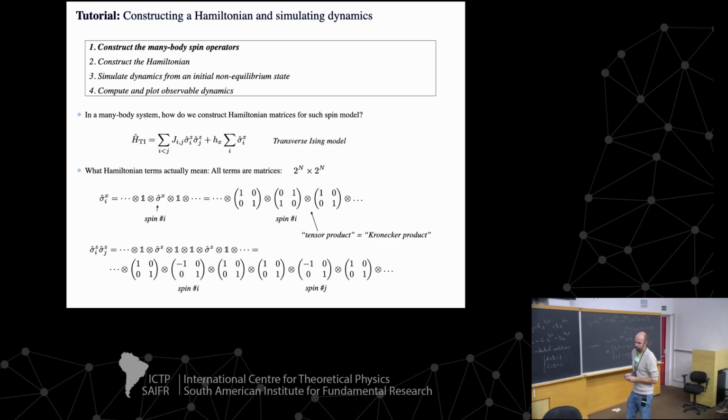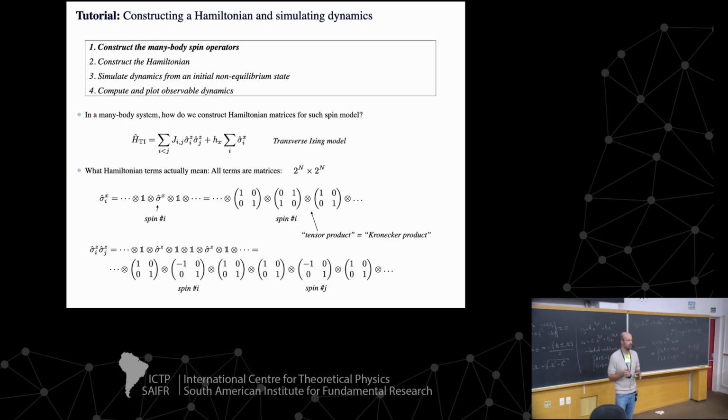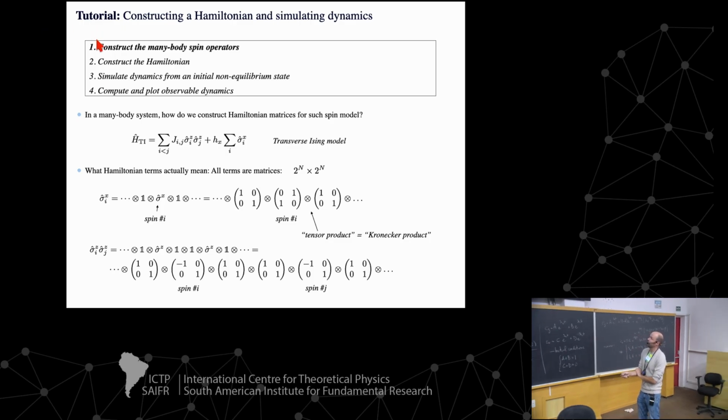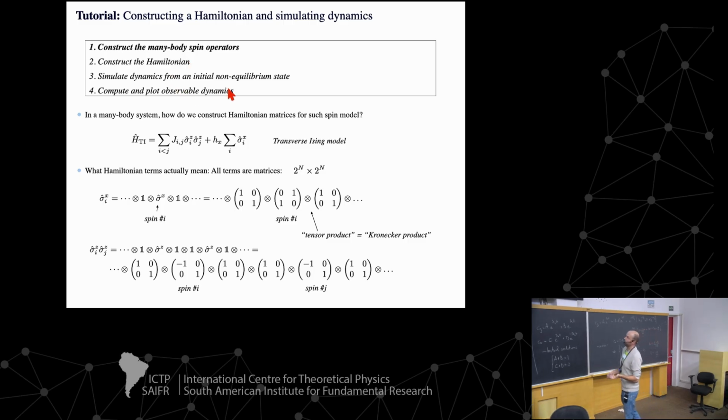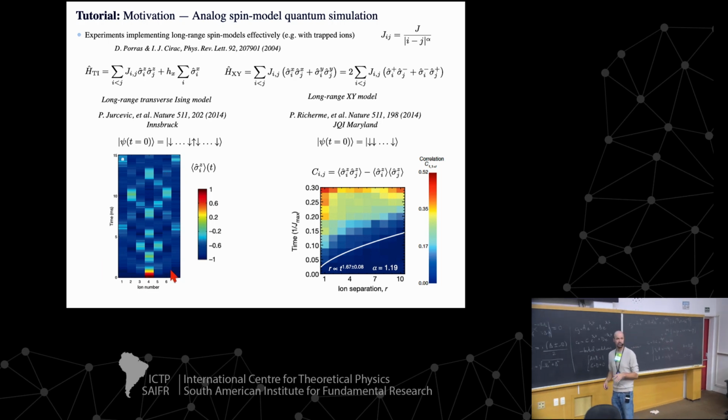And for that, as two preparation slides, here is the outline of what I want to do. I want to do 4 steps. First, I want to construct the spin operators that show up in the Hamiltonian. Then from there, I will construct the actual Hamiltonian. Then we simulate the dynamics. And finally, we plot some observable dynamics. In particular, the goal is to reproduce this plot here. This is only 7 spins, so this should be easily doable with this laptop here.